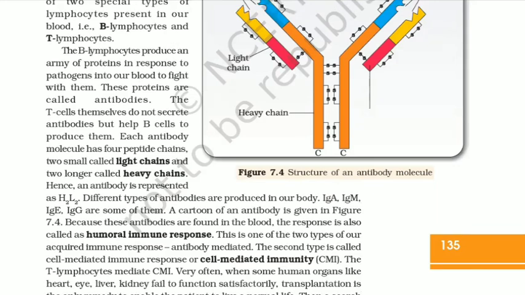Different types of antibodies are produced in our body. IgA, IgM, IgE, IgG are some of them. A cartoon of an antibody is given in figure 7.4. It is over here. You can have a look.